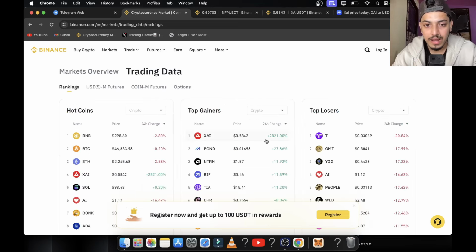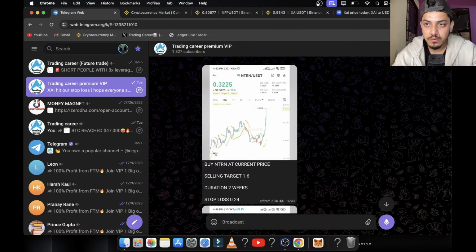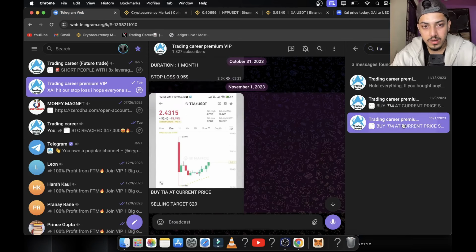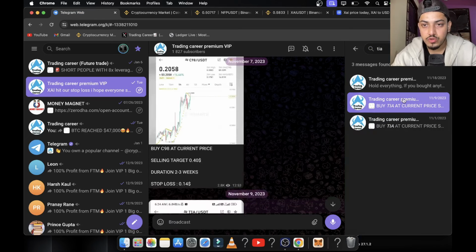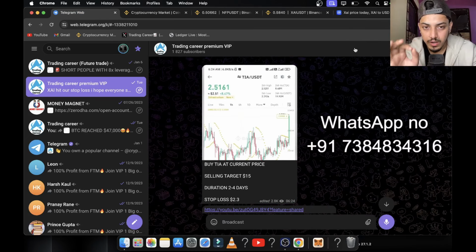More tokens. If I tap in top gainers, there's a token, the fifth one, 15.4, TIA. Did we buy TIA? Multiple times, 2.4 was our buying price, 2.5. So since we bought, your $10,000 could have turned into $60,000 with this one. Within a month, this much profit we made.